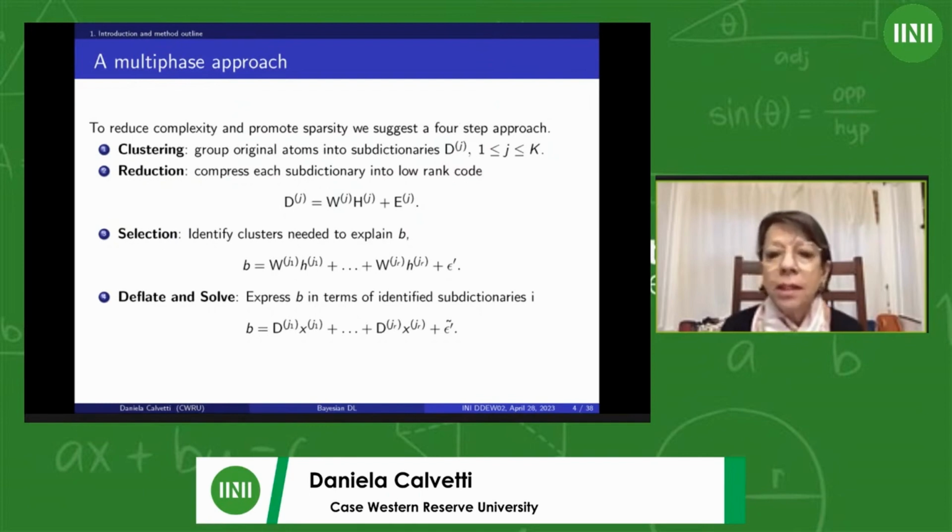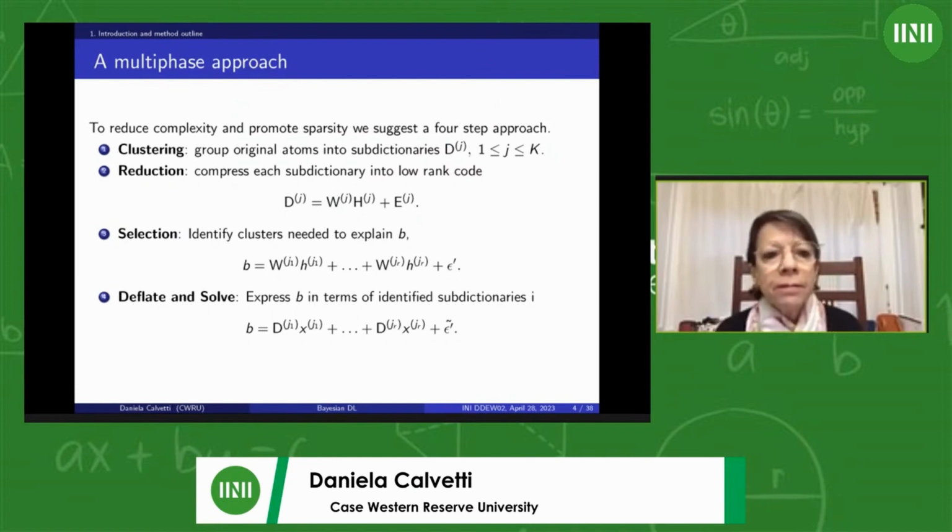I will call them D_J here. The number of subdictionaries can be decided ahead of time, or it can be determined in a dynamic way. There are many clustering algorithms.